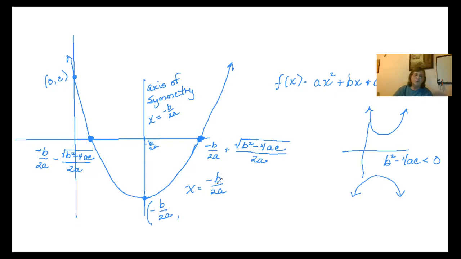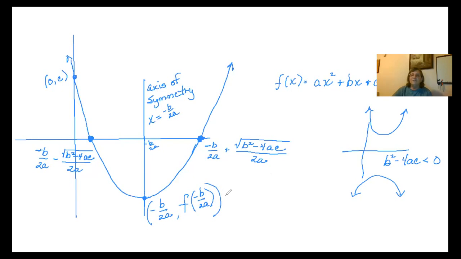There's also a formula that you could use to get the y value, but it's actually easier to just get the y value for the vertex by plugging whatever negative b over 2a turns out to be back into the original function. So we usually just write the y value as f of negative b over 2a.